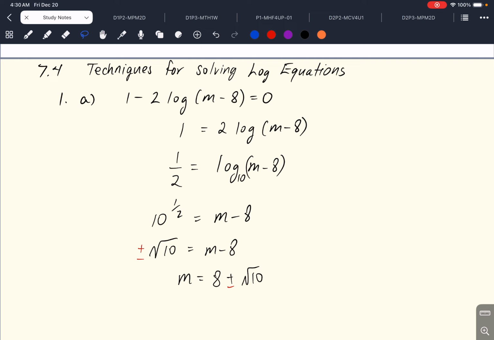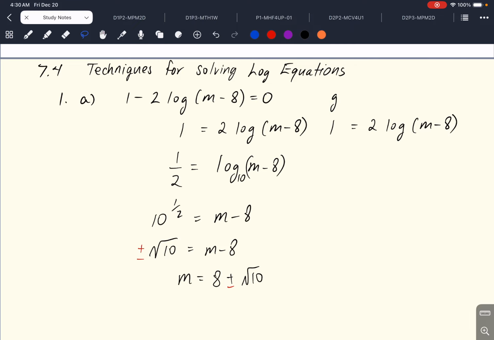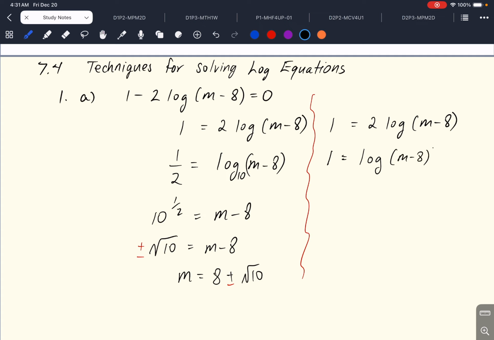I'm going to take this second line that we have, duplicate it, and move it over here. I'm going to show you a different way of doing this. Let's divide our page here. I'm going to take 1 equals 2 log of m minus 8 and write it like this: 1 equals, and I'm going to use the reverse power rule to say log of m minus 8, squared. So bring that 2 back up to the exponent.